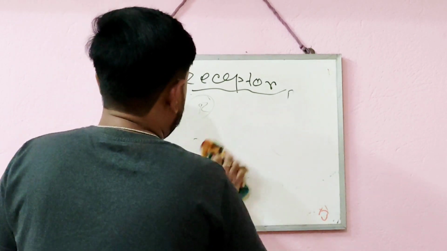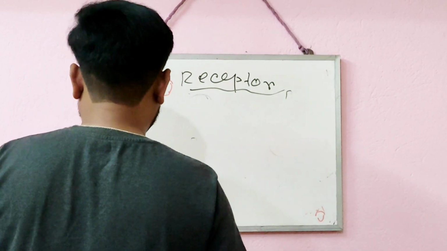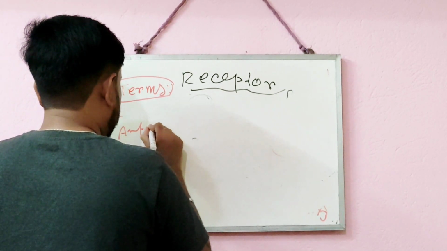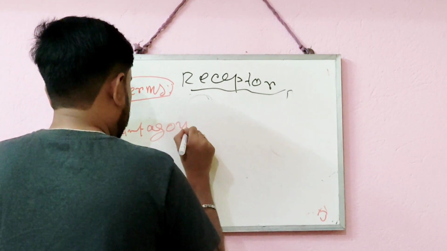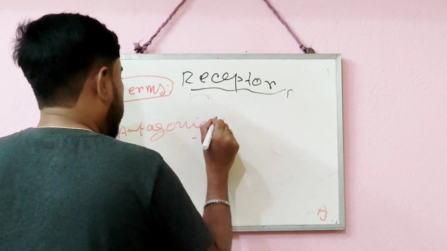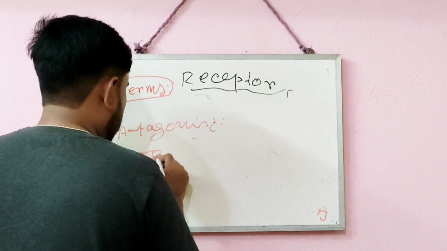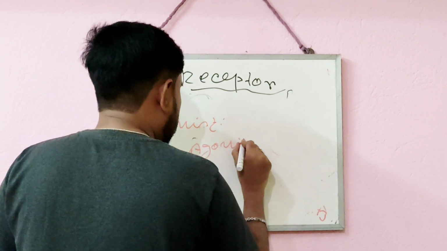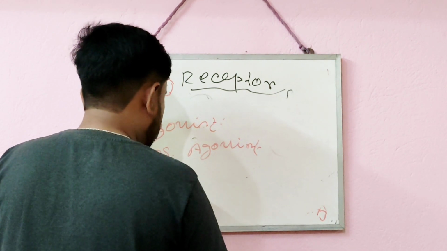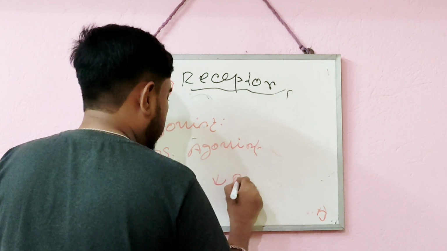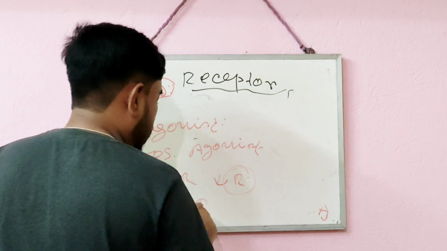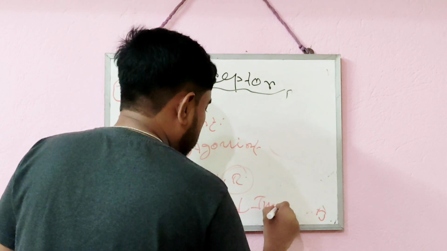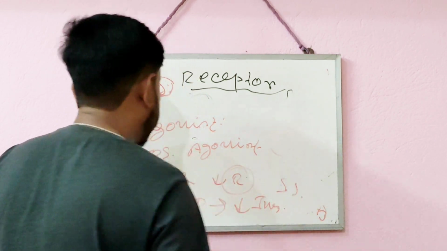Now the third term is antagonist. What is antagonist? Antagonist is the opposite of agonist. Meaning what will it do? It will bind with a receptor and inactivate the receptor so that the drug is going to show inhibitory action at a specific site.